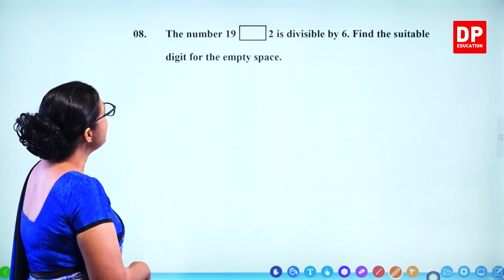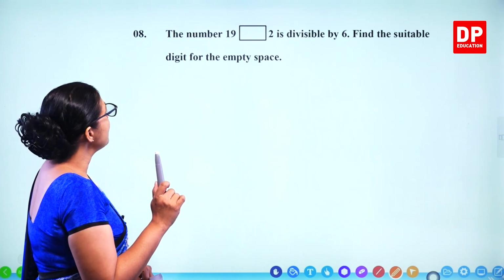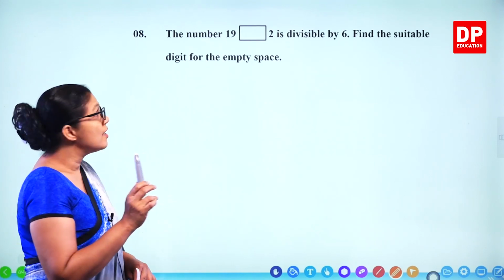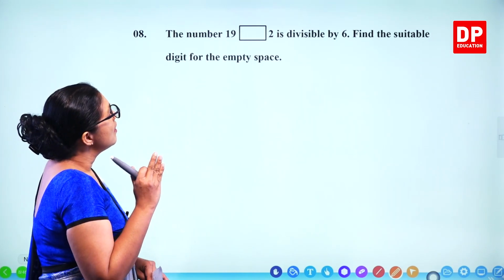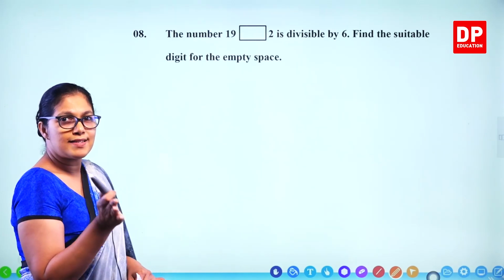Question number 8. The number 19 and there's a blank 2 is divisible by 6. Find the suitable digit for the empty space. So you need to check whether this number is divisible by 2. Last digit is even. So that's okay.